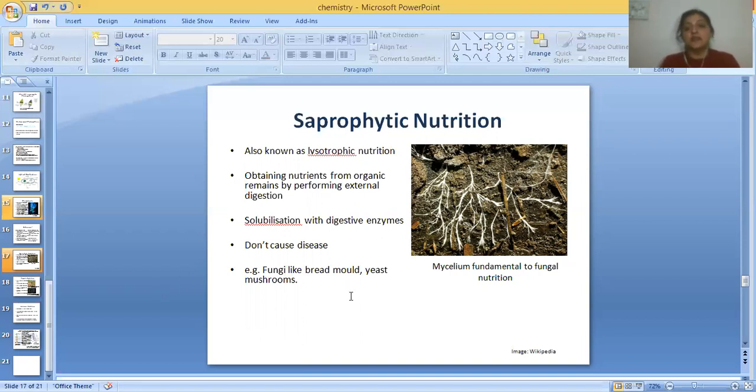So you can see in the image, it's mycelium. It's a network of hyphae, which is developed by fungus, and it is fundamental to fungal nutrition. So this is a network. Mycelium is a mycelial cord which is forming a network, and it extracts its nutrition from the dead and decayed organic matter.